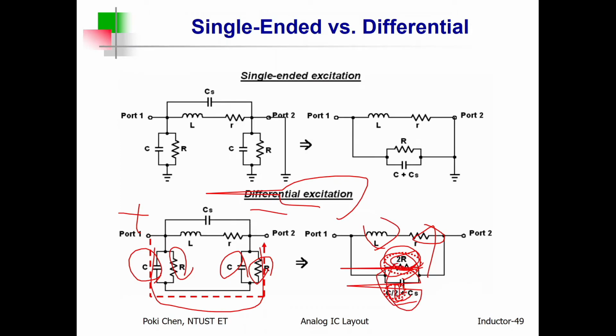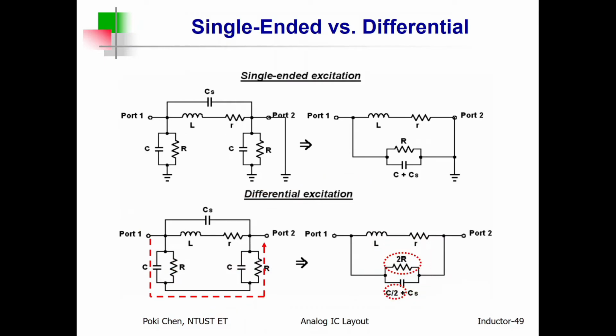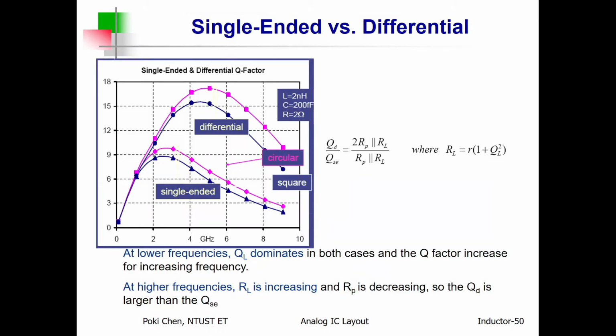And how about Cp, the parasitic capacitance? It is reduced by 50%. Bingo. For such a parallel model, this one is increased, which is good to reduce the power wasted in R. And reducing the parasitic capacitance is good to increase the self-resonant frequency. So you can see, this is for single-ended, and that is for differential excitation.